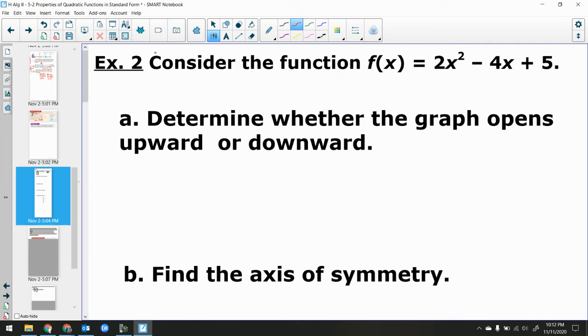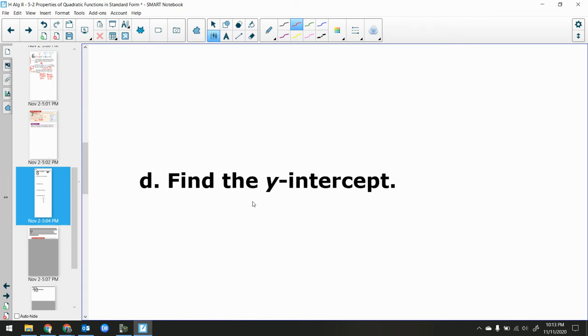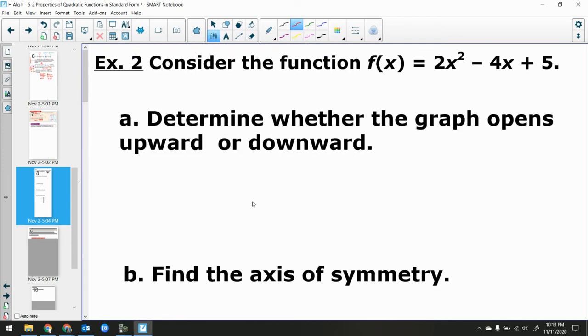So we're going to take this piece by piece. We're going to say, okay, determine whether the graph opens upward or downward, find the axis of symmetry, and then find the vertex, find the y-intercept, graph the function. Okay, let's do that. Determine whether the graph opens upward or downward. Well, since a is 2, meaning it's positive, then this graph opens up. Right? It generally has this shape to it.